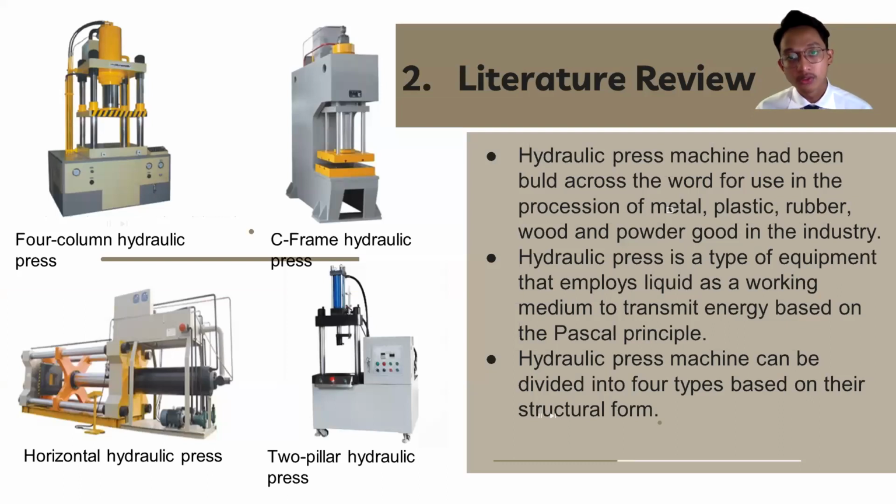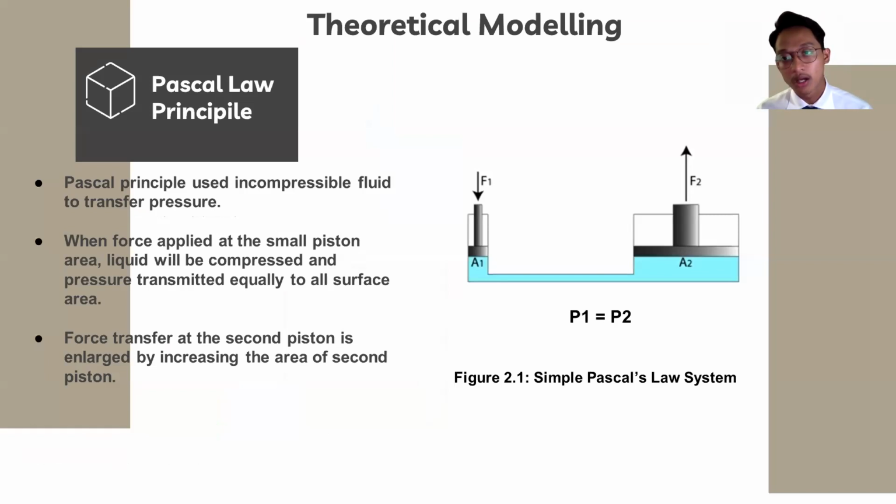Moving on to content number 2, which is the literature review. Hydraulic press machines are already being used in industry for manufacturing of metal, plastic, rubber, and wood. This hydraulic press machine can be divided into 4 different types: 4-column hydraulic press machine, C-frame hydraulic press machine, horizontal hydraulic press machine, and 2-pillar hydraulic press machine. There are 2 theories behind this hydraulic hot press machine. The first one is Pascal's law principle.